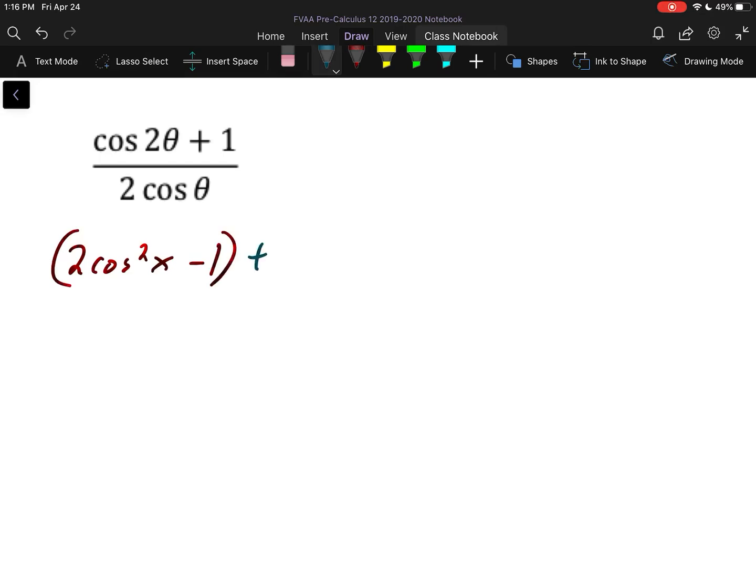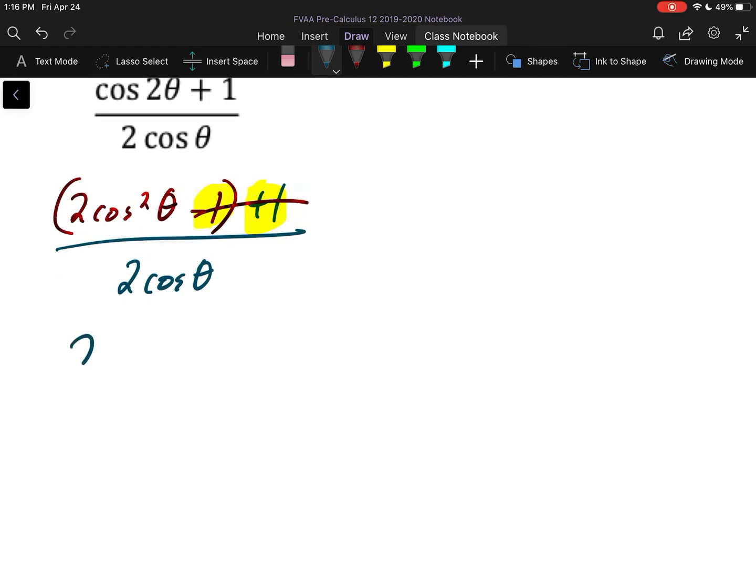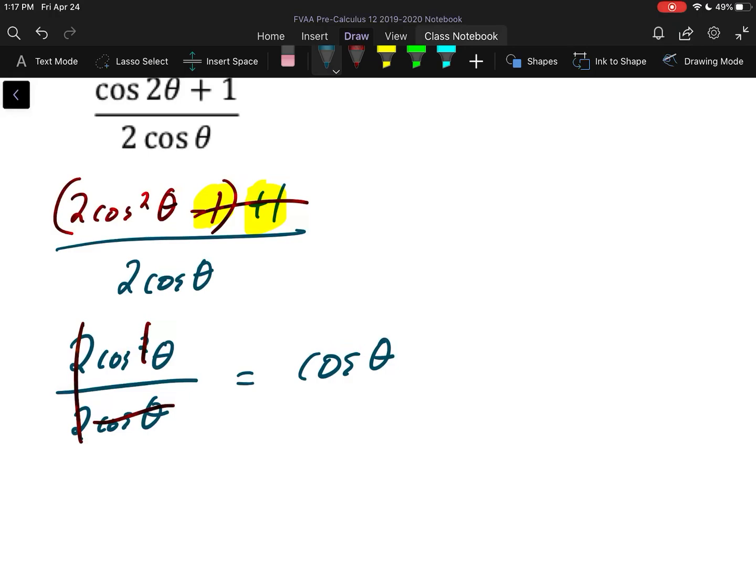Okay, so for example, with that in mind, I'm going to substitute 2 cos squared x minus 1 plus 1 over 2 cos theta. This is a mistake I'm going to make a lot, so theta. Okay. So now the minus 1 and the plus 1 just go away. It's awesome. And I end up with 2 cos squared theta over 2 cos theta. And the 2's cancel out, and that cos theta on the bottom cancels out one of the cosines on the top, which just leaves me with cos theta on the top.